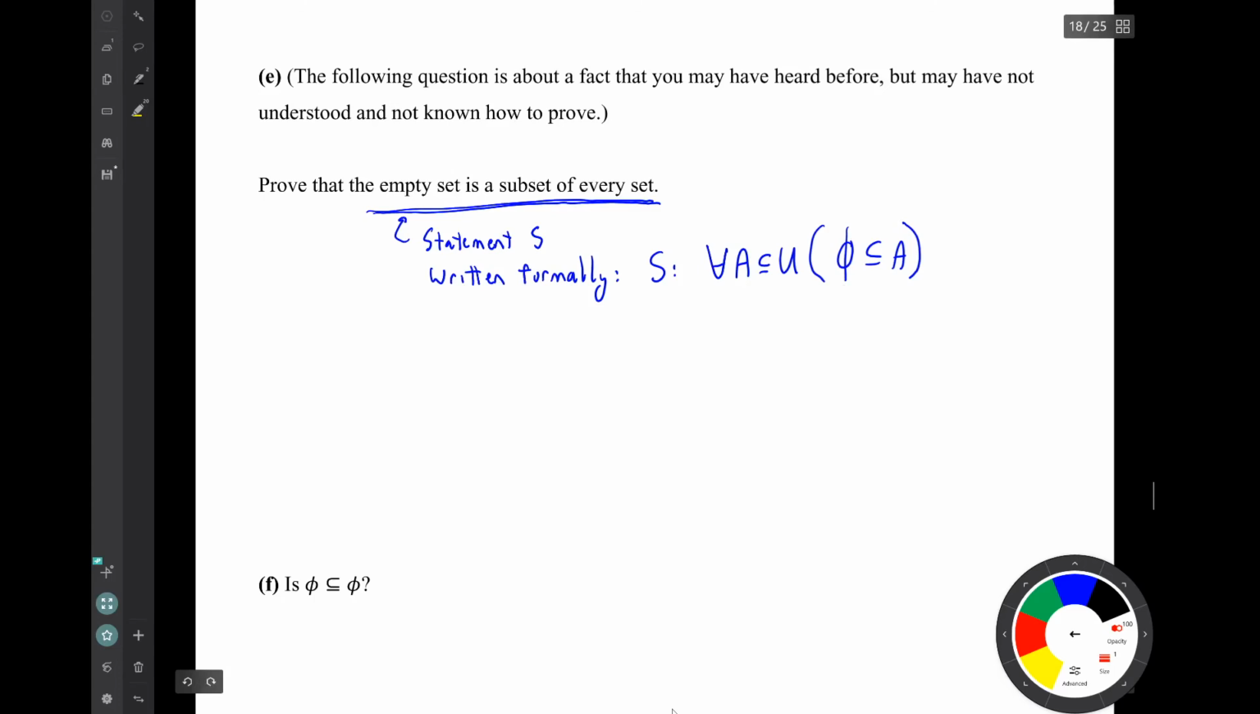Well, the key to thinking about how to prove statement S is to think about the negation of statement S. If S is true, the negation of S would be false. On the other hand, if S is false, the negation of S would be true. So let's look at the negation of S and see if we can figure out how to prove it's true or how to show that it can't be true.